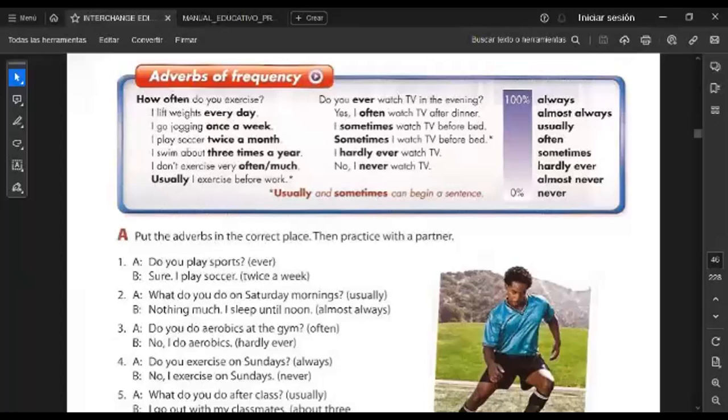Now listen again, escuchémoslo otra vez. This is for improve your listening skills, right? Es para mejorar su audio. How often do you exercise? That correspond to level 1 student book.